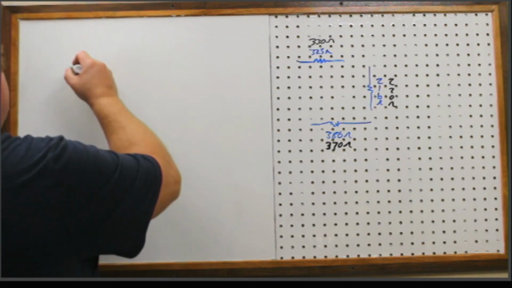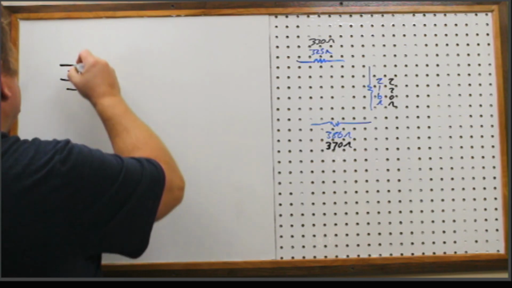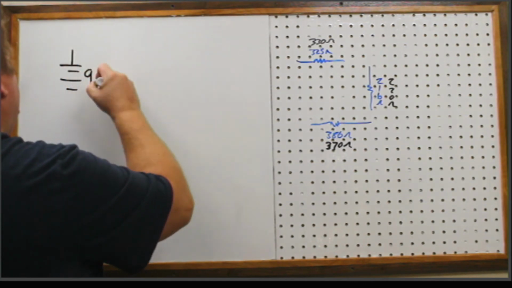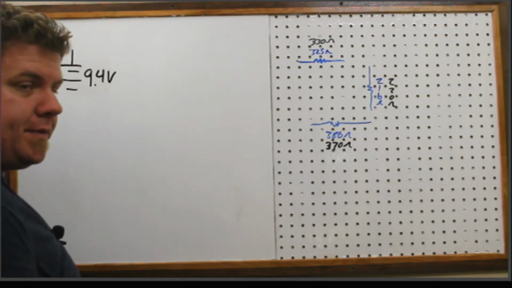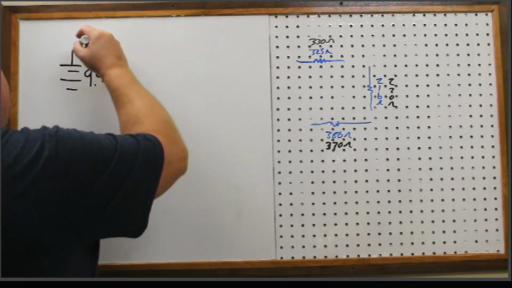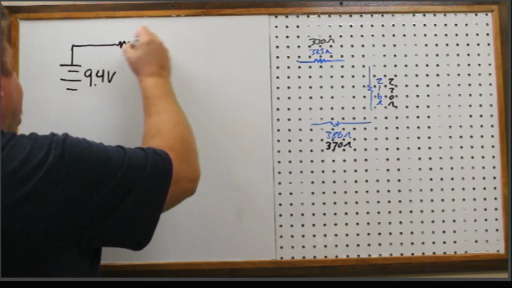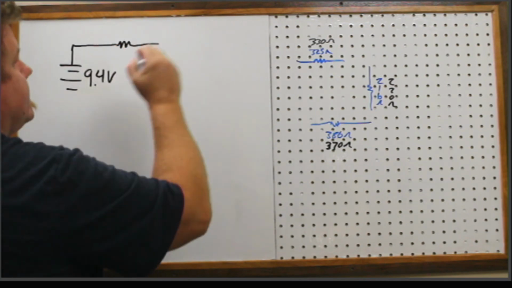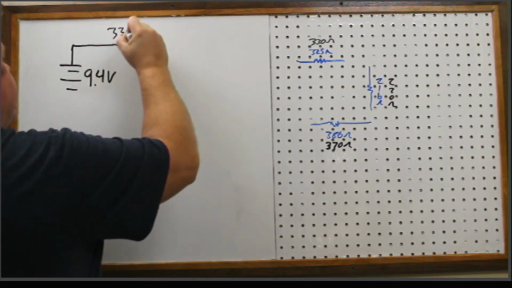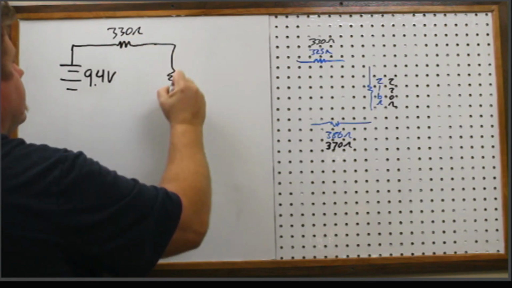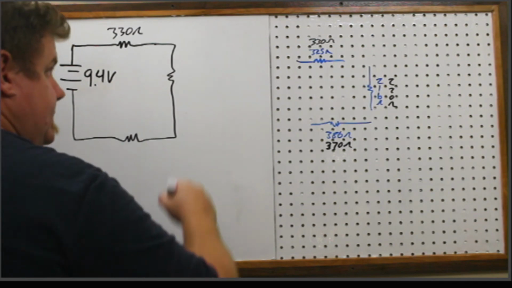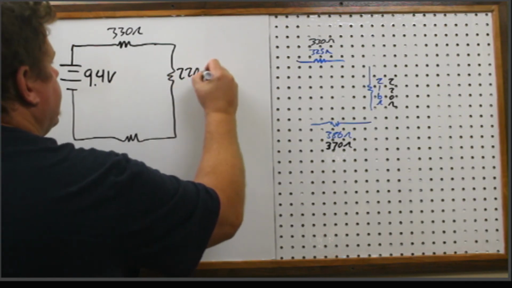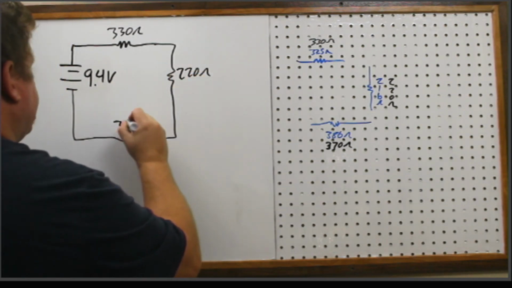Okay, so my circuit here, I've got my, I'm going to call it my 9.4 volt battery because that's the last time I measured it under load, that's what it was producing. So 9.4 volts, and I'm going to use the nominal values, 330 ohms. So just a 3 resistor series circuit. So 330, 220 ohms, and 370 ohms.